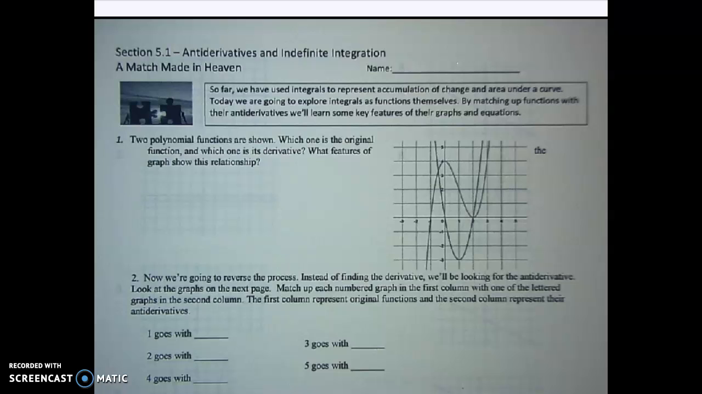So two polynomial functions are shown. Which one is the original function and which one is the derivative? And what features of the graph show this relationship? So I'd like you to pause the video and write down whatever you can to determine which one is the derivative and which one is the function and why.